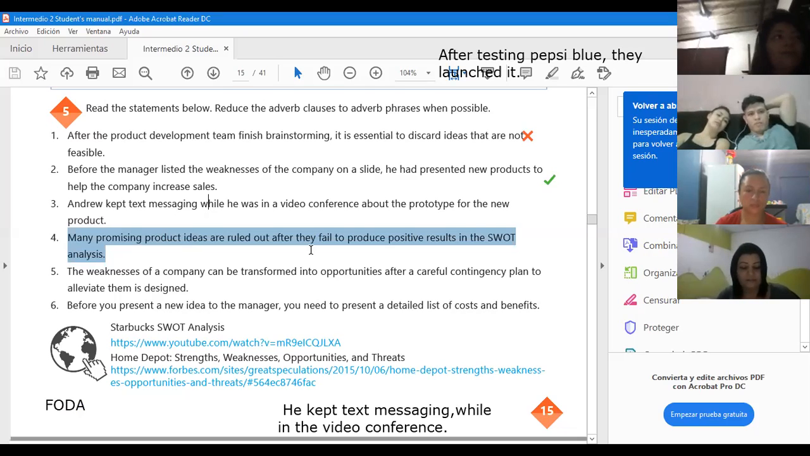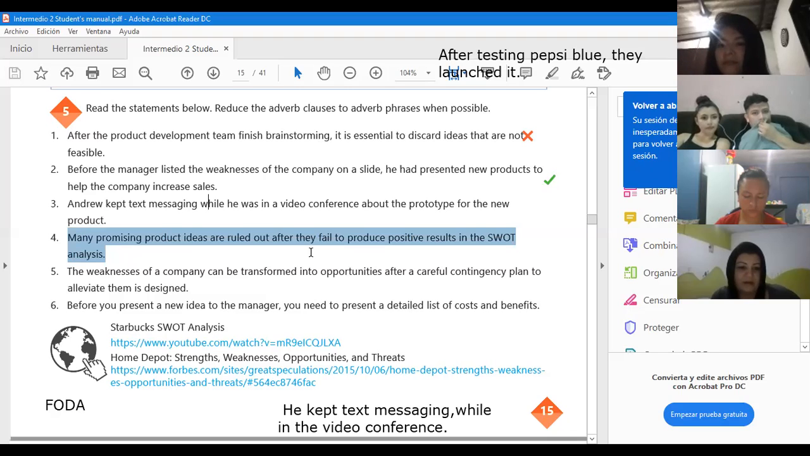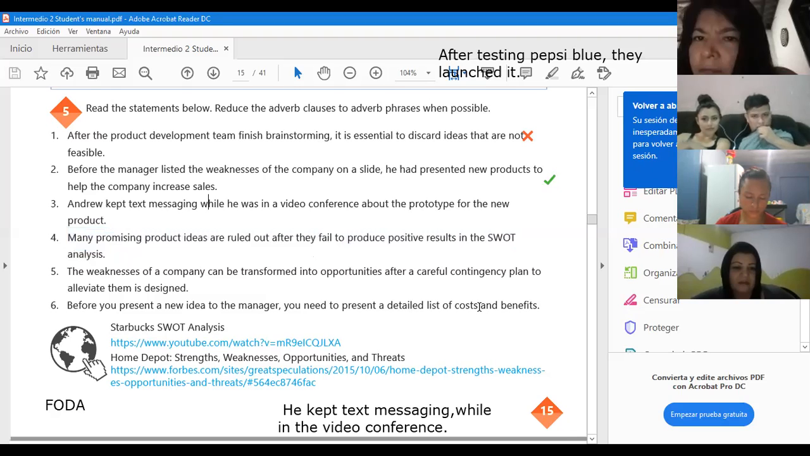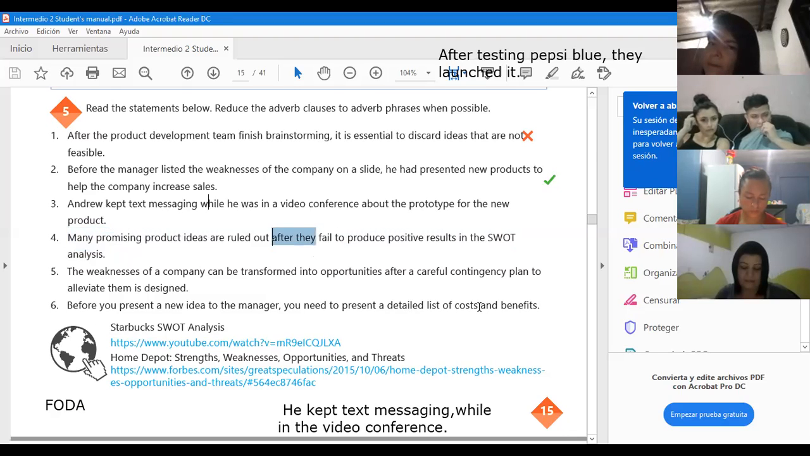That's great. So many promising product ideas are ruled out after they fail to produce. So we can reduce it, right? Mm-hmm. We can reduce it. How so? How can we reduce it, Andrea? This one seems to be a really tough one. I don't know. All right, let's do this. I'm gonna show you which one we are going to reduce. We're gonna reduce this one.